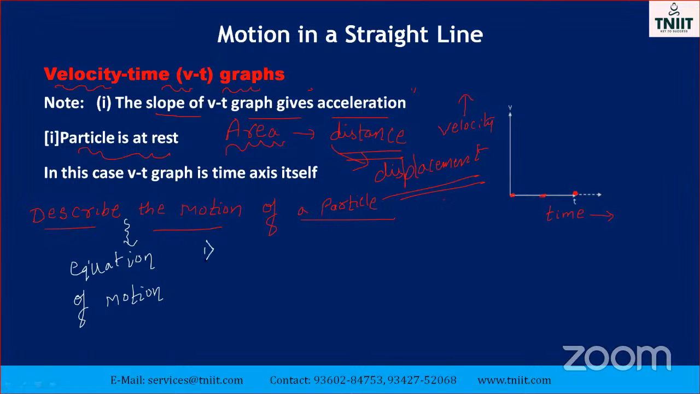The first equation is V is equal to U plus A into T. I will explain the terms later. So what is the first equation? The first equation is given by the formula V is equal to U plus AT. That is the very first equation of motion. But remember, what is velocity? V represents final velocity.